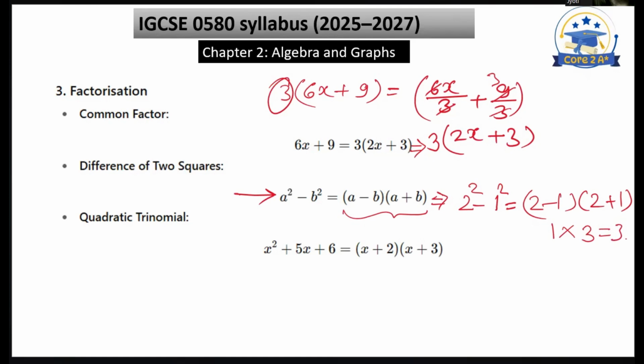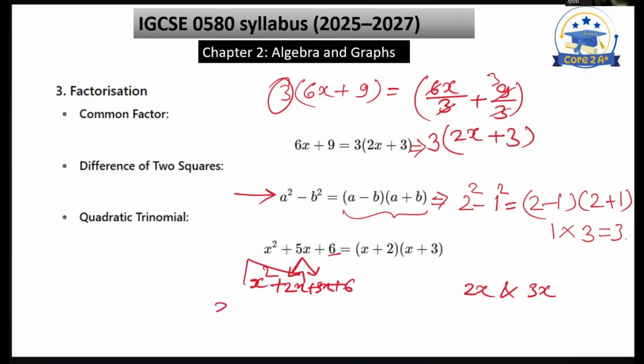This is the quadratic trinomial. Here, how do we solve this? x square plus 5x plus 6. Split the middle term. How can we split? Just write the first term as it is and the last term also. Choose numbers whose multiplication gives 6 and addition gives 5x. 2x and 3x, right? 2 times 3 is 6. 2 plus 3 is 5. So 2x plus 3x.